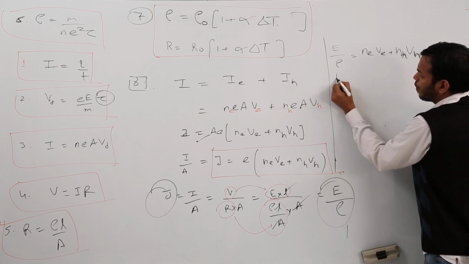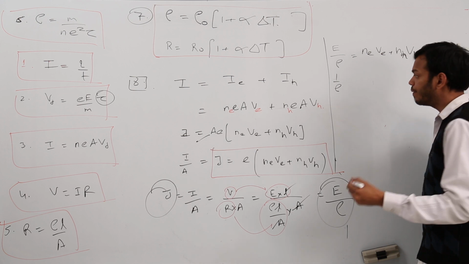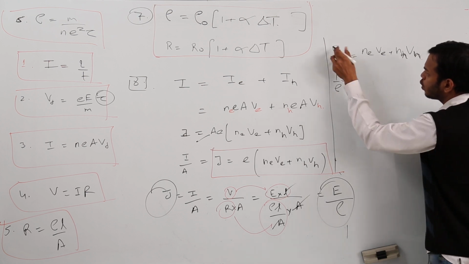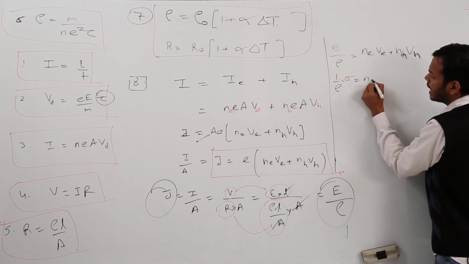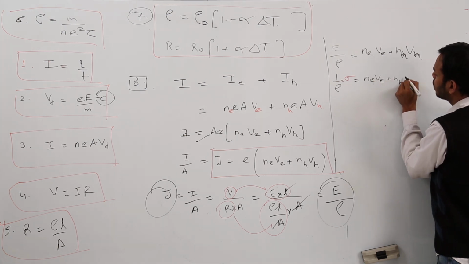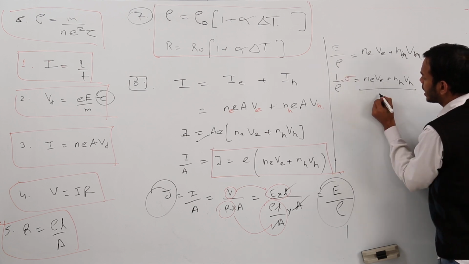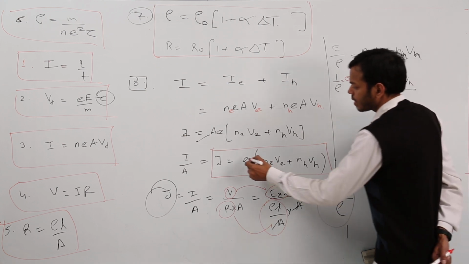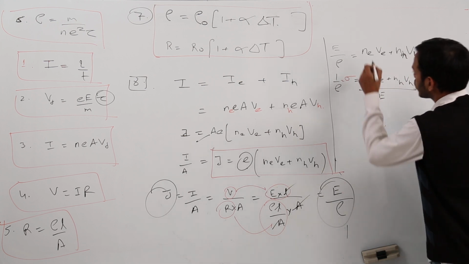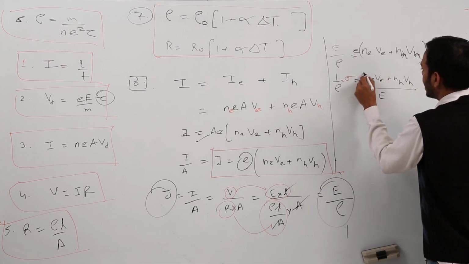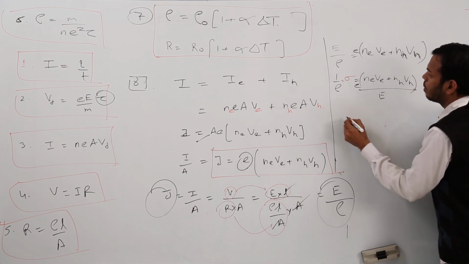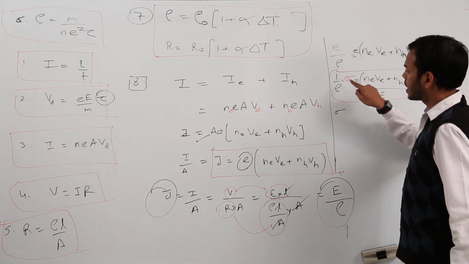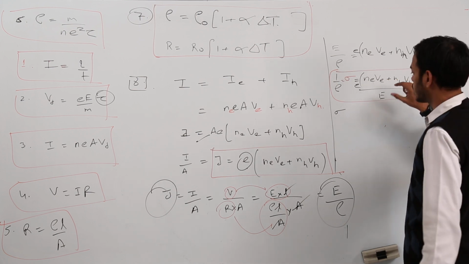Now, what is 1 upon resistivity? Conductivity, which is represented by the symbol sigma. Sigma is equal to, since I have taken this electric field down, e(nEVe plus nHVH) upon the electric field. Did I miss any point? This electronic charge, I forgot to write. So e, this and this. You have to remember this is another formula for conductivity in terms of charge density and drift velocity with electric field as well.